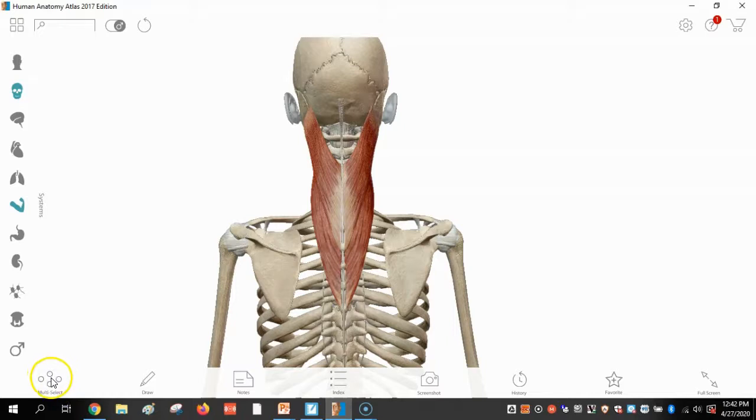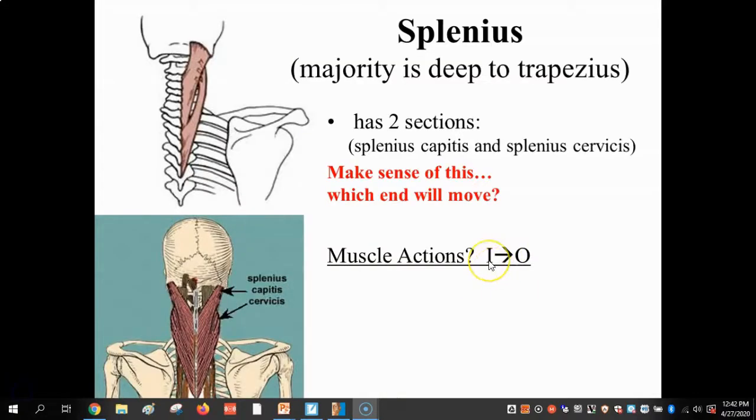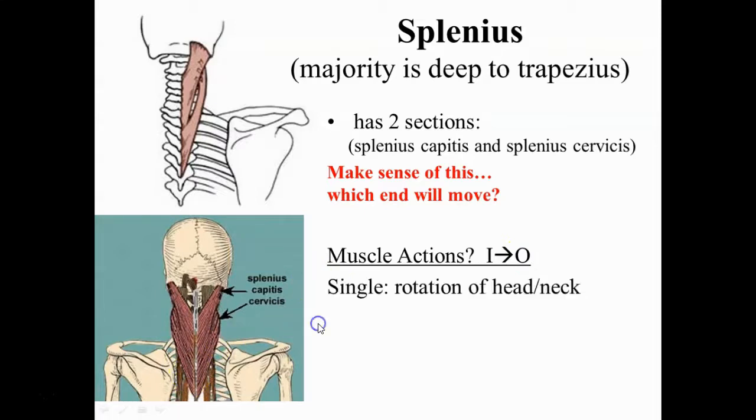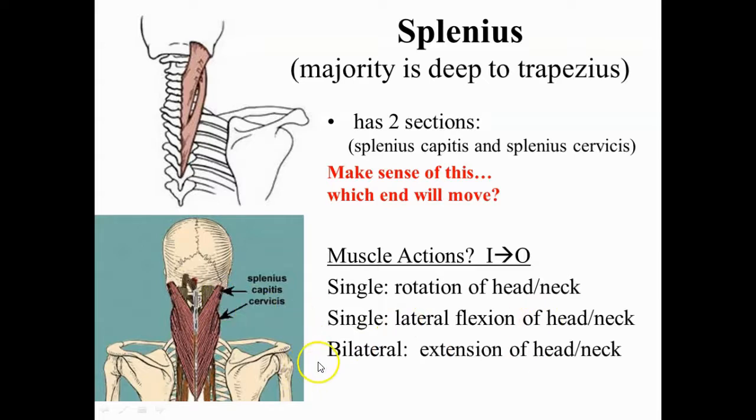So the three actions for the splenius, the insertion end on the head gets pulled closer to the origin end on the vertebral column, are rotation of the head neck, that's one side contraction, unilateral. Another unilateral option is lateral flexion. And then a bilateral contraction would cause extension of the head neck area.